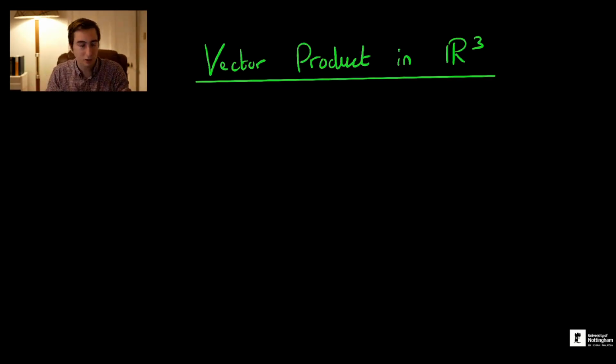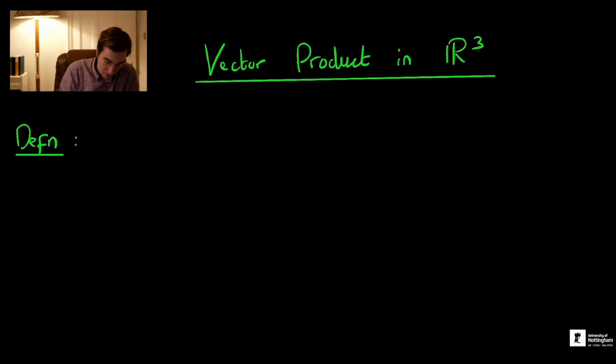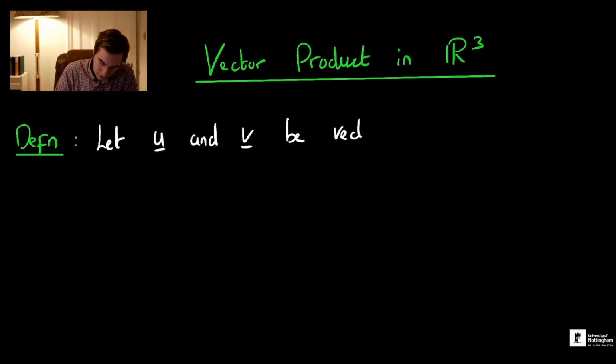So we call this thing the vector product. As you might expect, it's the product of two vectors. It takes two vectors and results in a new vector. It's sometimes also referred to in the literature as the cross product. So let's write down what the definition of this thing is, because you might have seen this before, and what it means geometrically. So we let u and v, as always, be vectors, but specifically in R3.